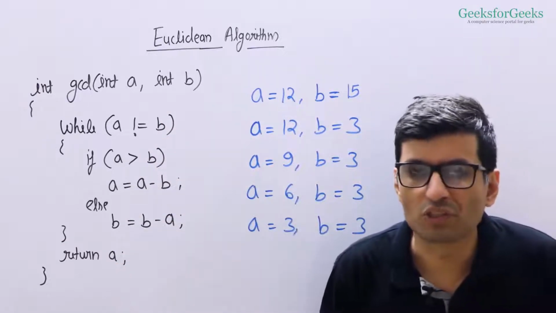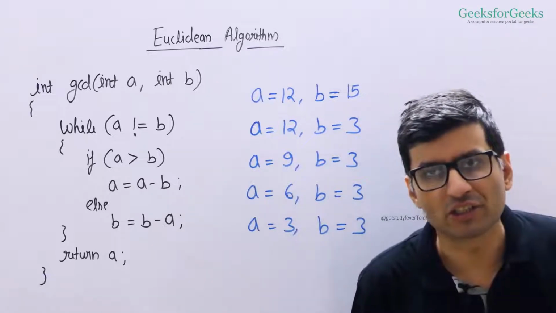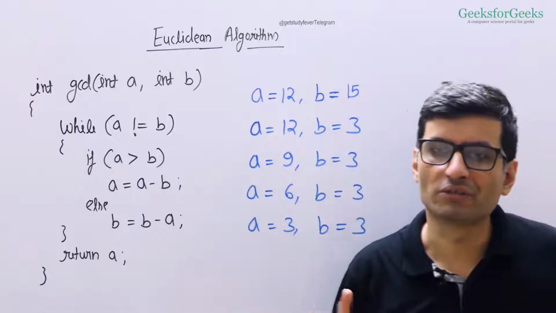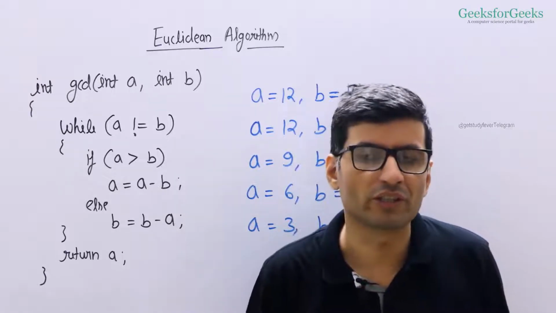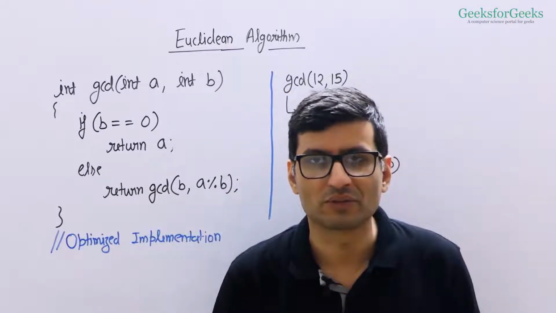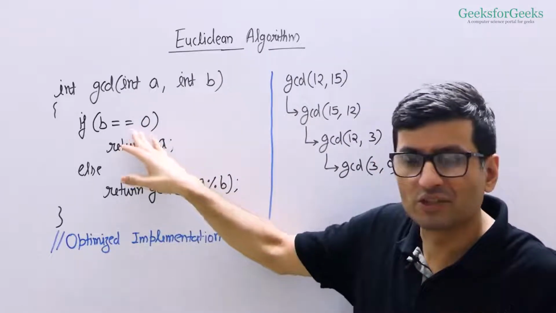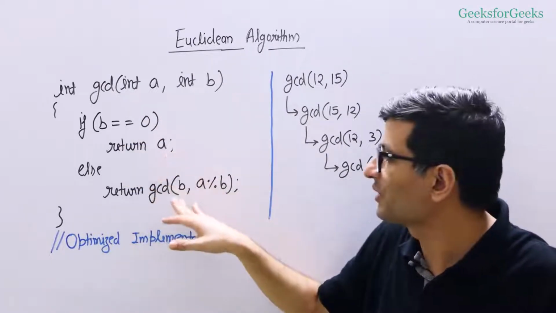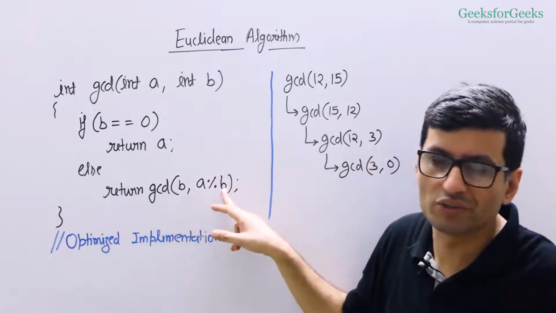This is basic version of Euclidean algorithm. And instead of doing repeated subtraction here, we can do modular division. We are now going to talk about an optimized version of Euclidean algorithm. Here is optimized implementation of Euclidean algorithm. So we have two numbers A and B. And if B is 0, then we return A. Otherwise, we return GCD of B comma A modulo division B.